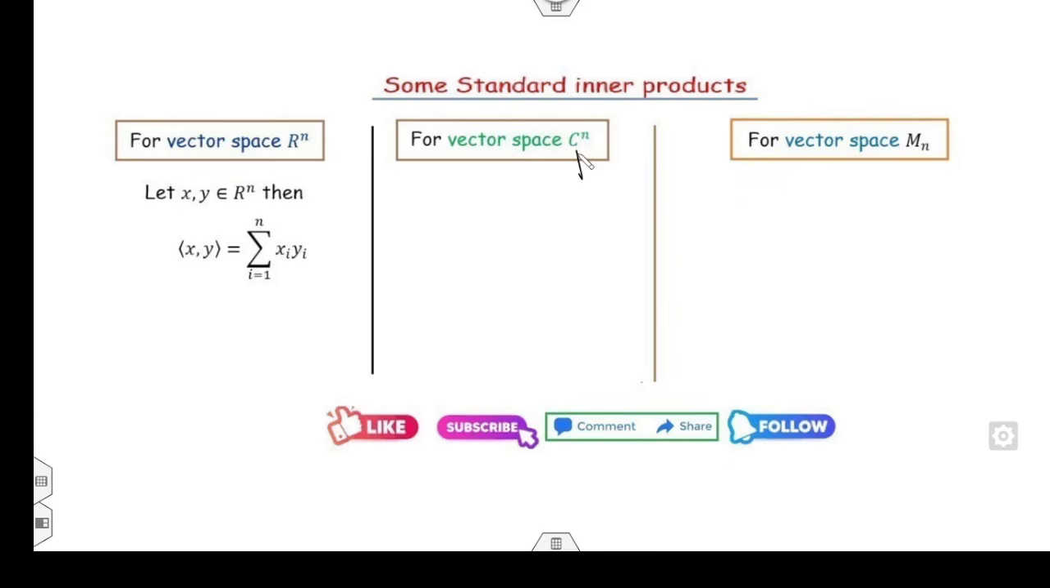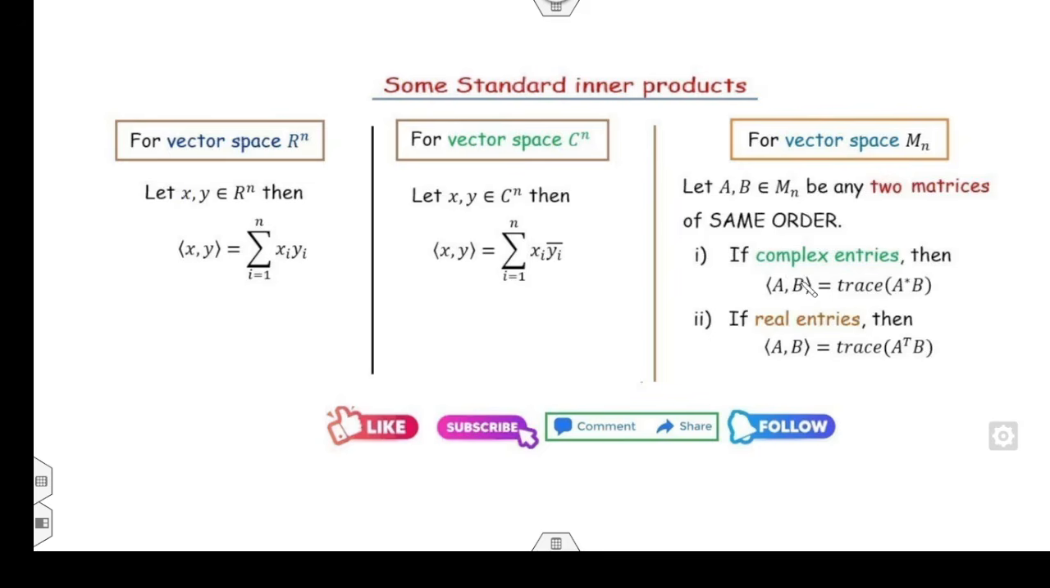If you're talking about the complex numbers, then again it's the same formula, but instead of the standard dot product, we take the complex conjugate of the second component. Moreover, instead of the second component, you may write the complex conjugate of the first. Fine. In this case, x and y are elements of Cn. If the vectors are matrices, then you can define the inner product of the two matrices A and B as the trace of B star A. What is A star? A star is the conjugate transpose of the complex matrix.